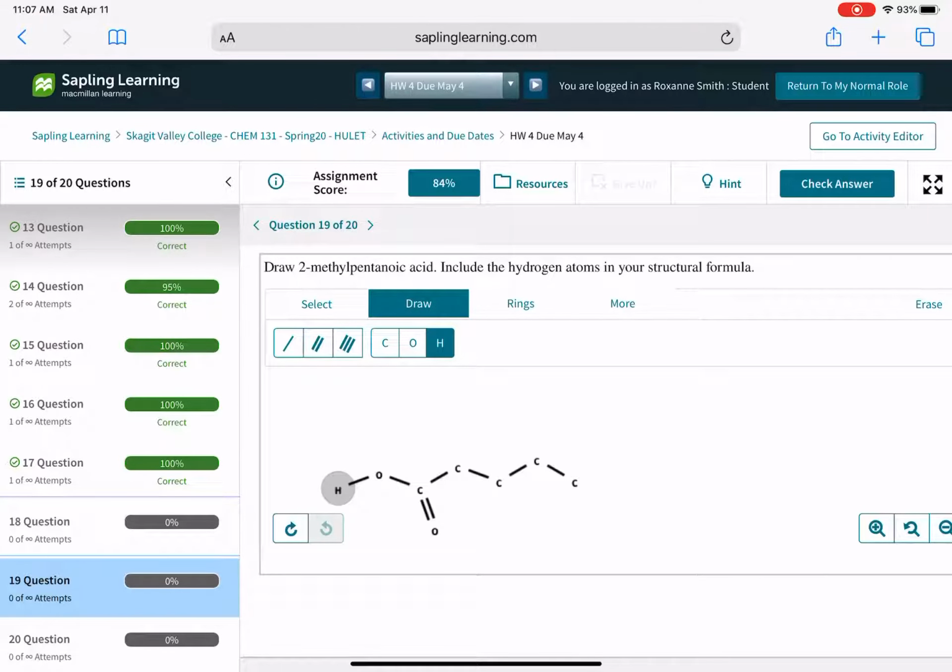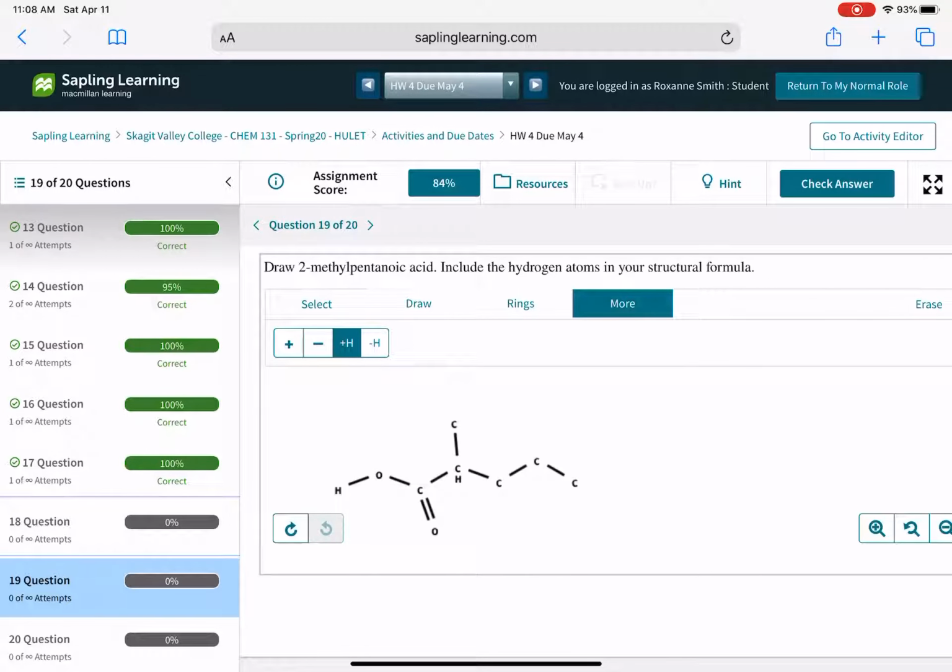The other part of the name is 2-methyl. So that means on my carbon number 2, this is carbon number 1, so that's carbon number 2. On carbon number 2, I need a methyl. And then I need to go along and fill in hydrogens on all of the carbons that don't already have 4 bonds. Make sure that all of the carbon atoms have 4 things. So there is 2-methyl-pentanoic acid.